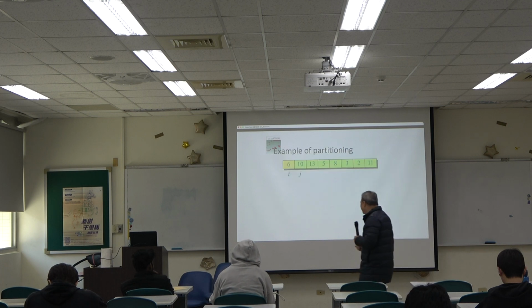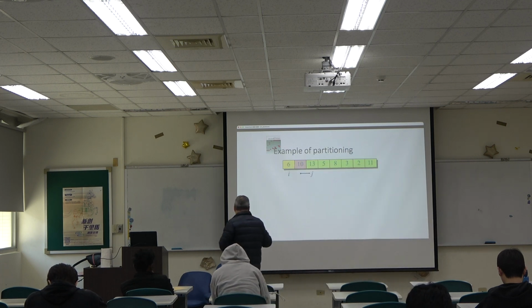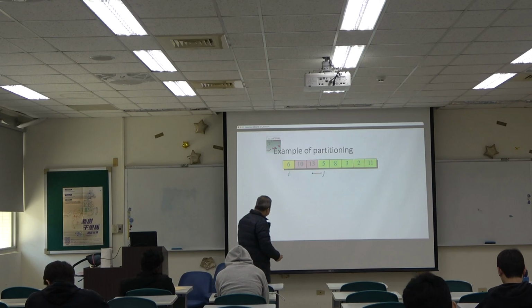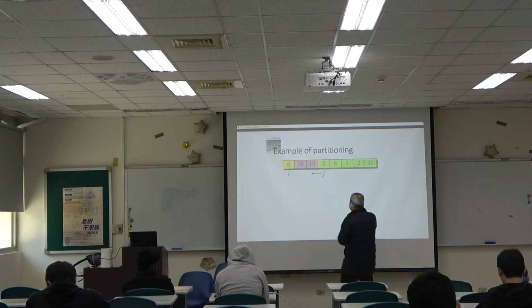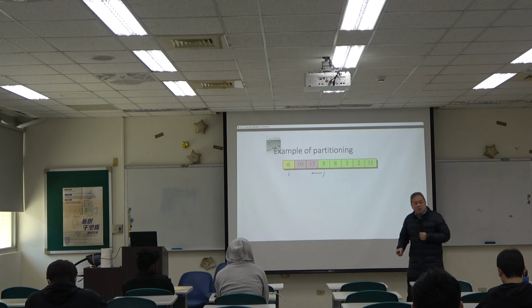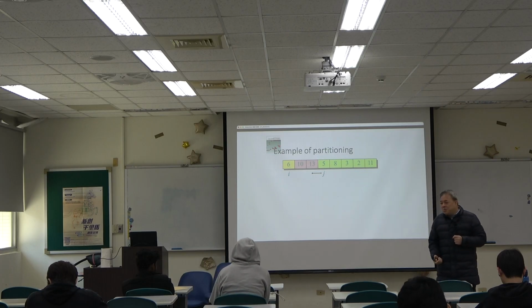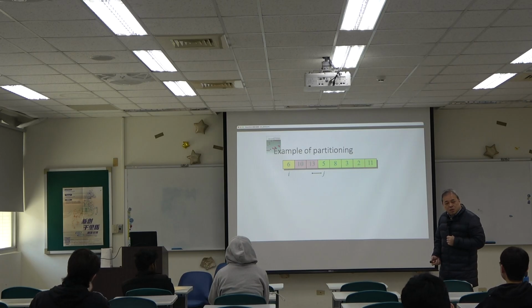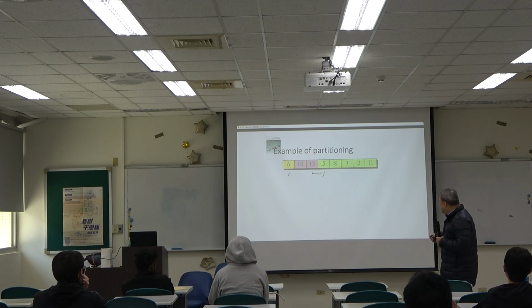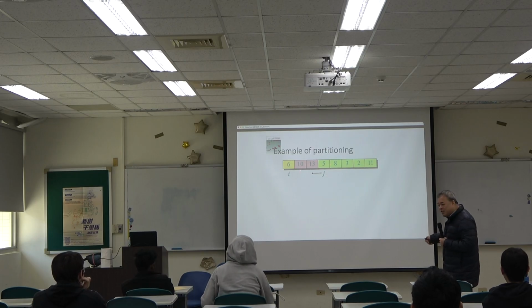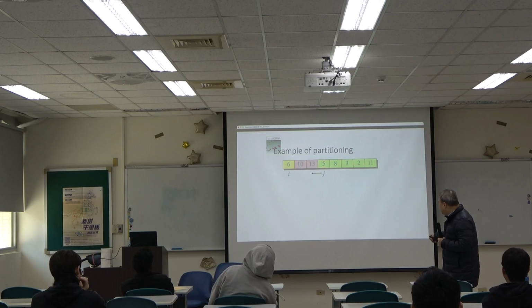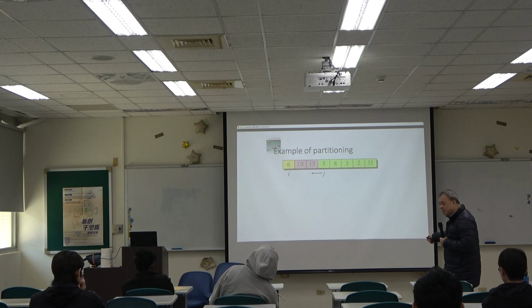So anyway, now we are here, and then it's 5, right? Now we look at 5. 5 is smaller than 6, right? So what do we do? We need to move 5 in front of the pink part, right? So what happens is that we just do a swap between 5 and the first element in the pink.